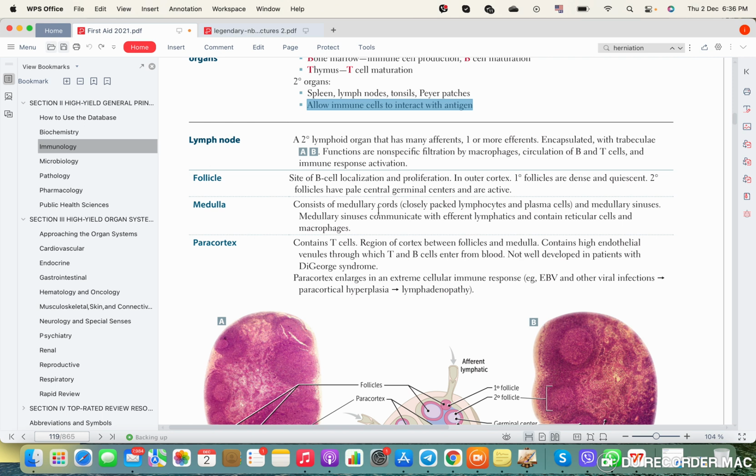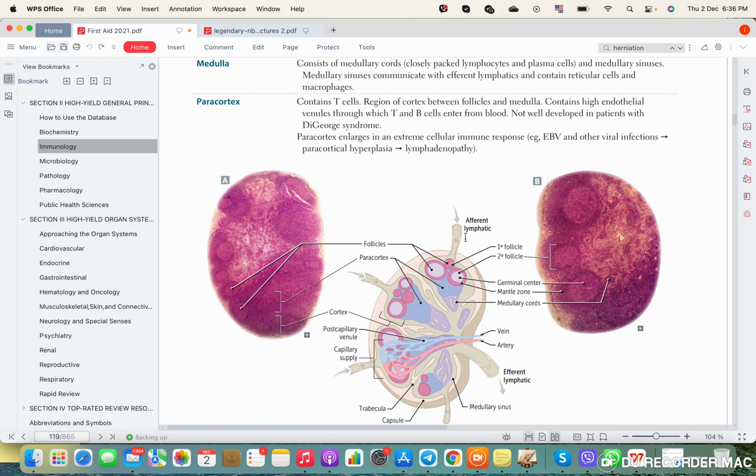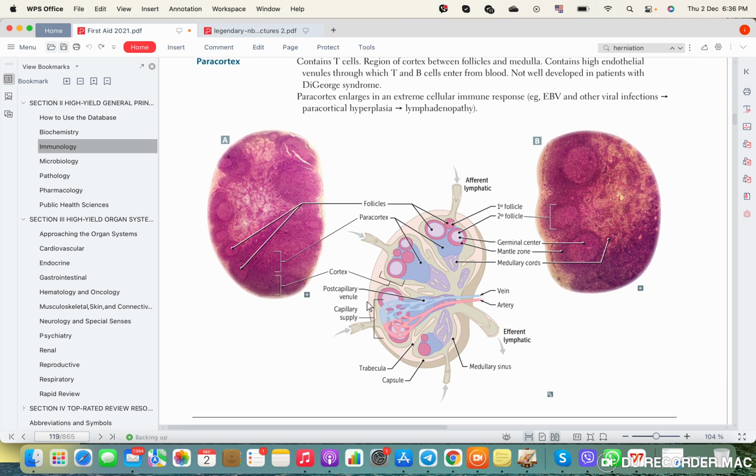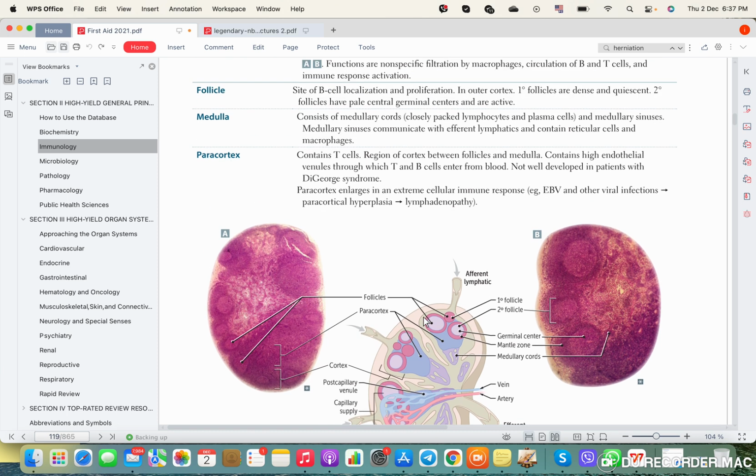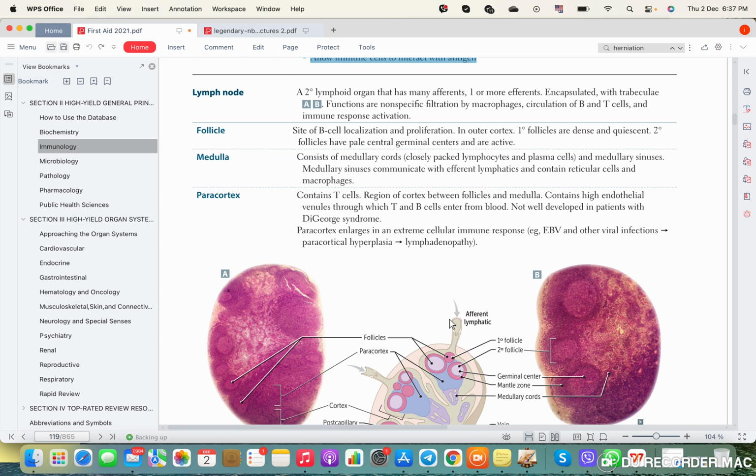So let's speak about the lymph node. This is a lymph node. If we take a look at the lymph node, we see that it has multiple afferents and one efferent, which means it's receiving lymph from everywhere. What makes lymph, guys? Where is it receiving the afferent lymphatics from?